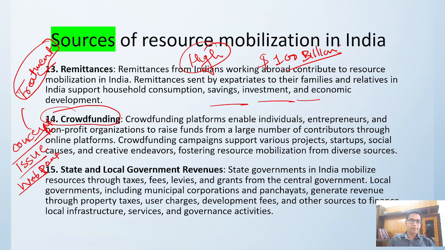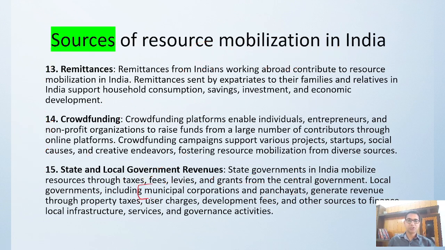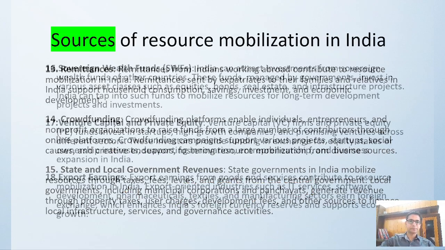Then state governments generate their own resources, and local governments like panchayats generate their own resources. The state government generates resources in the form of taxes, fees, and levies, and they get money from the central government. Local government, we call it the municipal corporation and panchayats. How do the panchayats and municipal corporations get the money? Through property taxes, user charges, development fees, and everything, they get the resources.